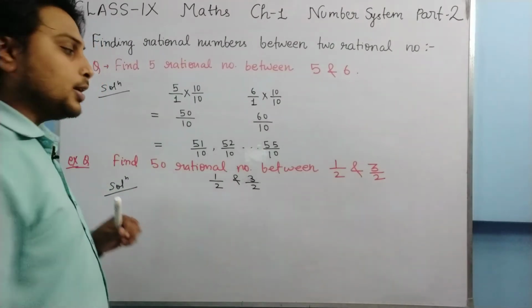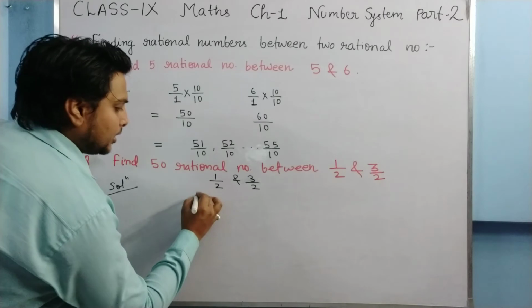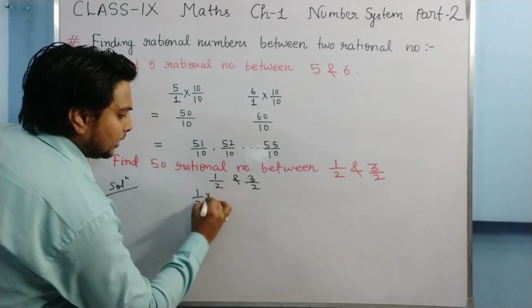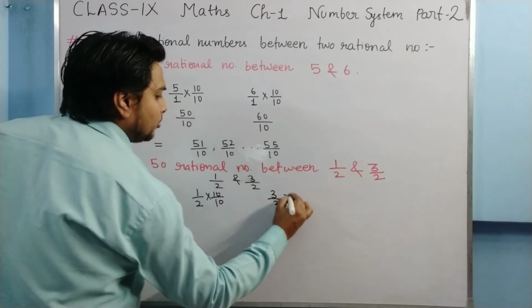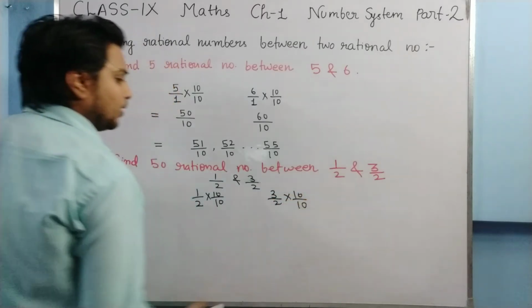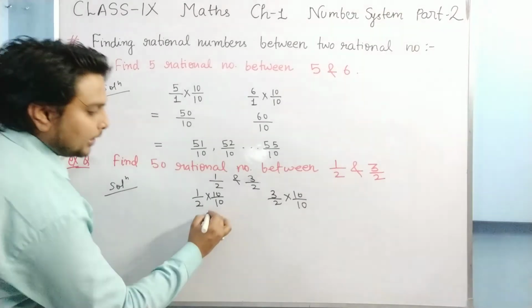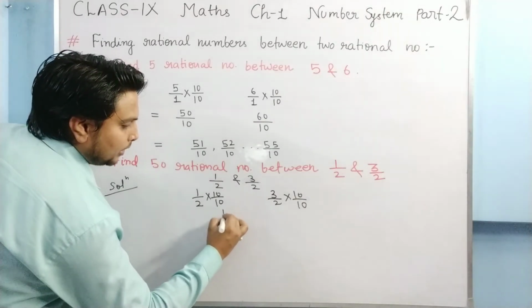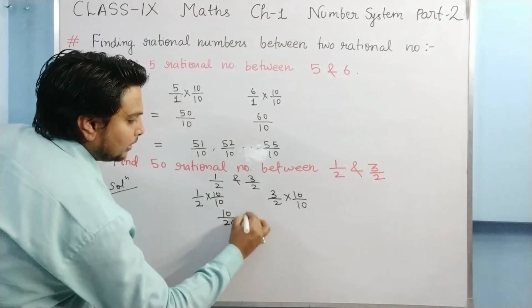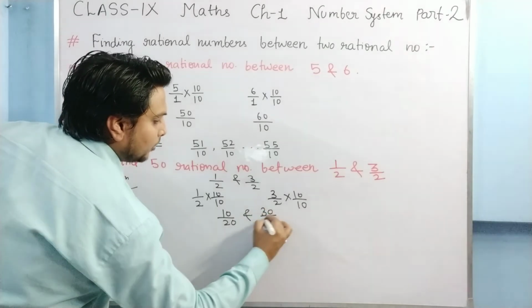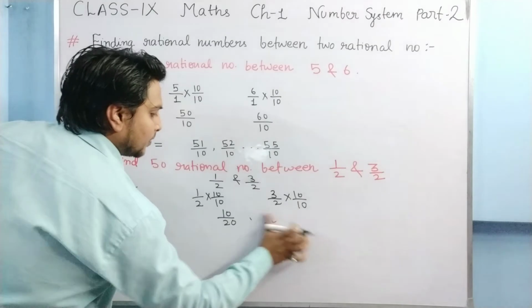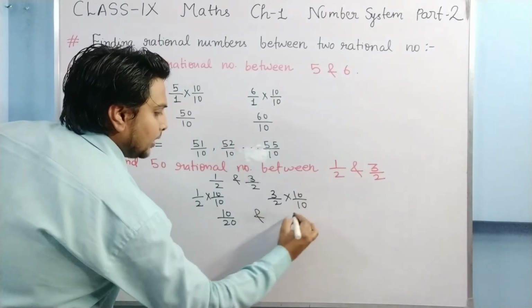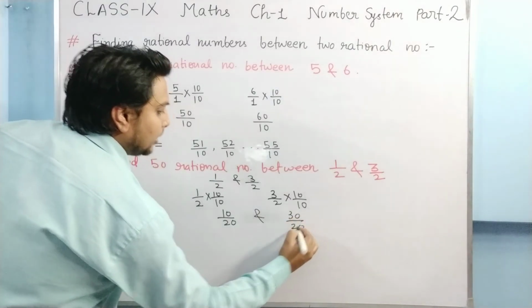So what we have to do? We have to increase the gap. Okay, and how we can increase the gap? By multiplying it. Multiply it by 10 upon 10. So 1 by 2 and 3 by 2 into 10 upon 10. By multiplying 10 upon 10, what you will get? You will get 10 upon 20 and 30 upon 20.